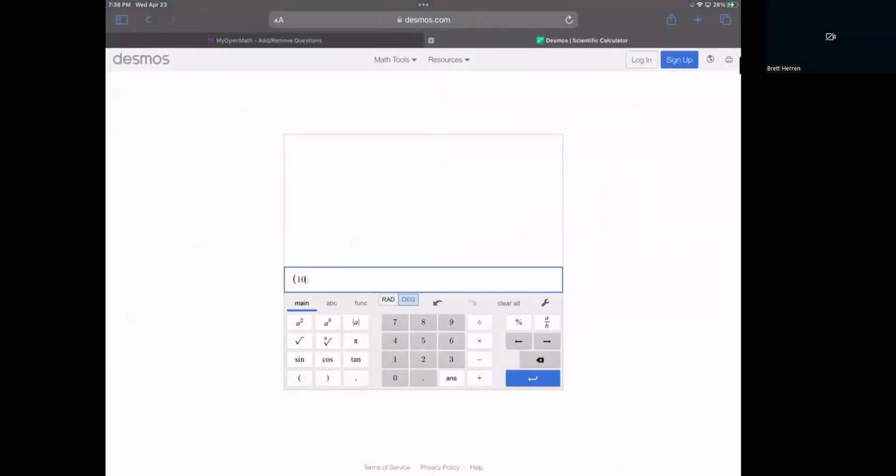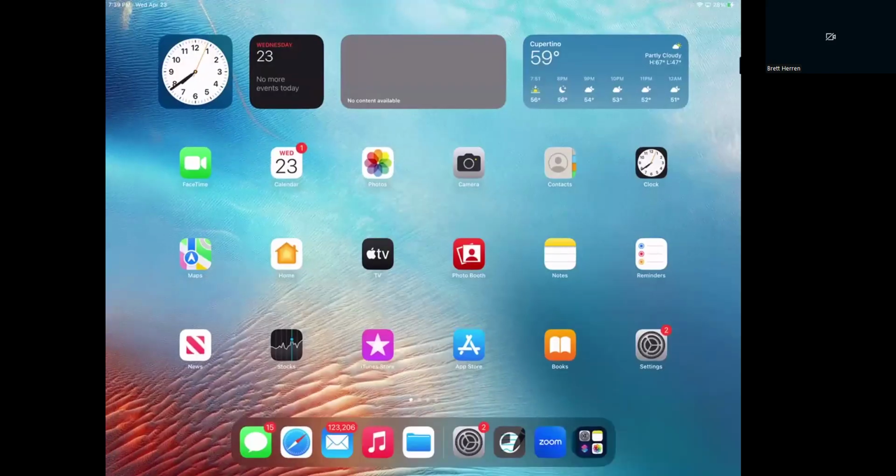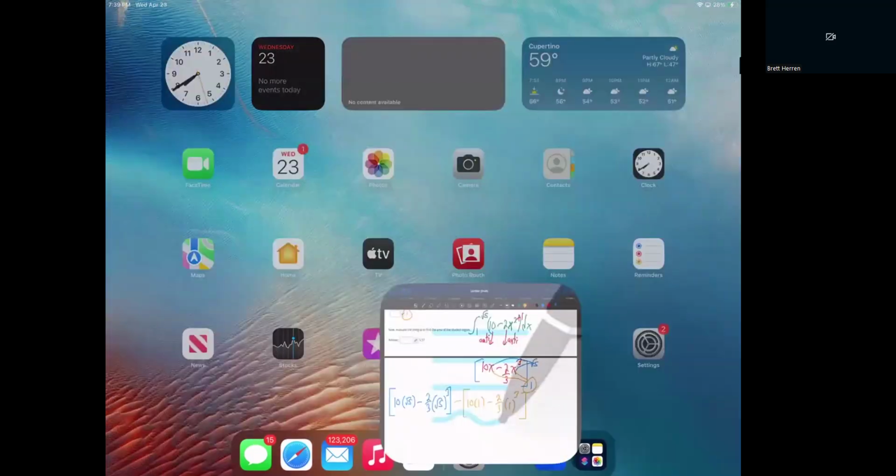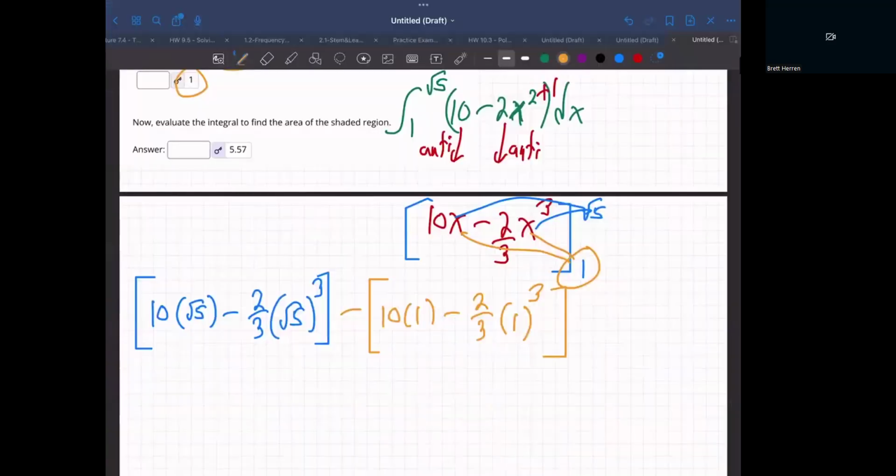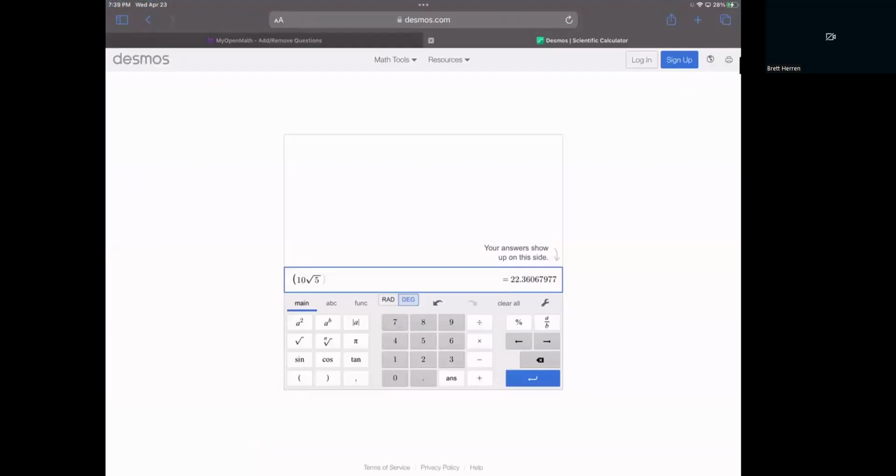10 root 5. So parentheses, 10 root 5. What else we got? Oh, it's making me wait for a second here. What was the other one? I don't remember. Gonna have to wait for this thing to finish its little part there. There we go. Okay. So it was 10 root 5 minus 2/3 root 5 cubed.